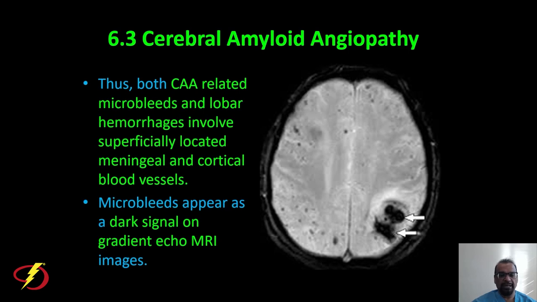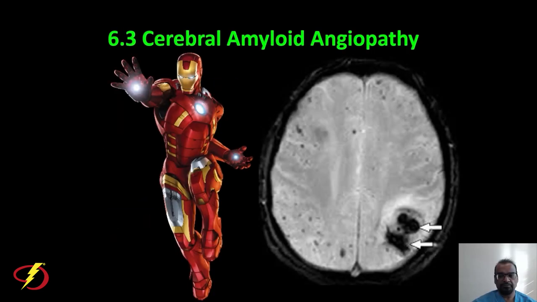Thus, both cerebral amyloid angiopathy related microbleeds and lobar hemorrhages involve a superficial location because they involve superficially located meningeal and cortical blood vessels. Microbleeds appear as dark signal on gradient echo MRI images. That's what these little dark dots are here, these microbleeds. The larger dark region of signal is that lobar hemorrhage. Now, why does this appear this way? Well, your blood contains iron, and when that iron deposits in the brain, it causes a metallic susceptibility artifact.